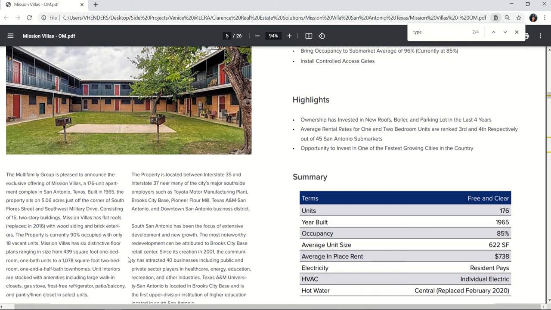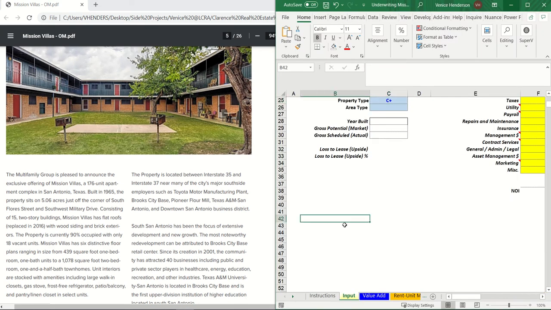I also want to double check their math. So 18 units. I'm going to do equals 176 divided by 18. Equals 18 divided by 176. Okay. So they're right, 10%.